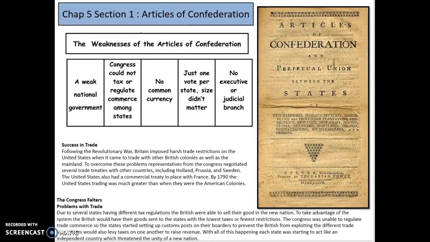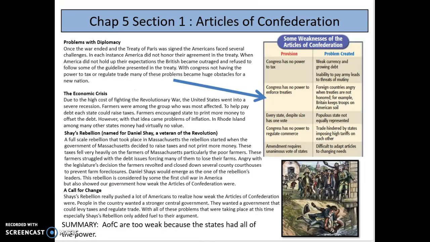Due to several states having different tax regulations, the British were able to sell their goods in the new nation. To take advantage of the system, the British would have their goods sent to the states with the lowest taxes and the fewest restrictions. The Congress was unable to regulate trade and commerce, so states started setting up customs posts at their borders to prevent the British from exploiting different trade laws. I know there's a lot of text on this page, but what I really want you to get out of this is the economic crisis.